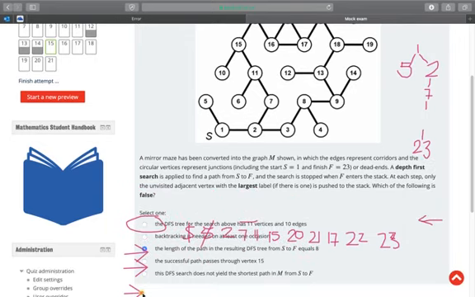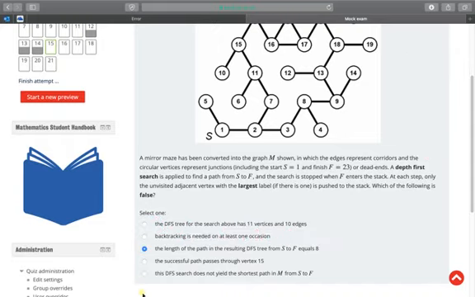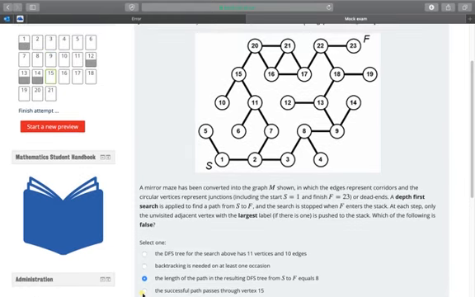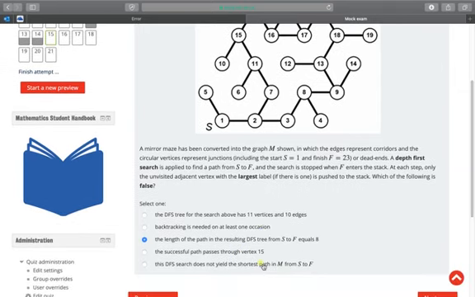The DFS search does not yield the shortest path. That is correct, because you see there's a shorter path. If we went the other way, it would be 1, 2, 3, 4, 5, 6, 7, 8, slightly shorter. So the 8 comes from the other path, which we didn't get. That was because we were asked to choose the largest label, actually, so it is important to follow the instructions. Anyway, the false answer is the third one here.